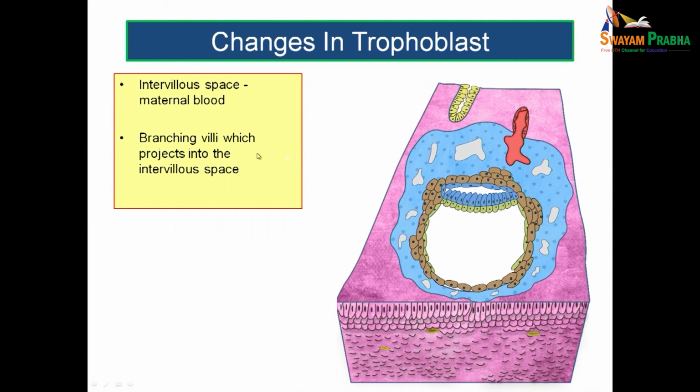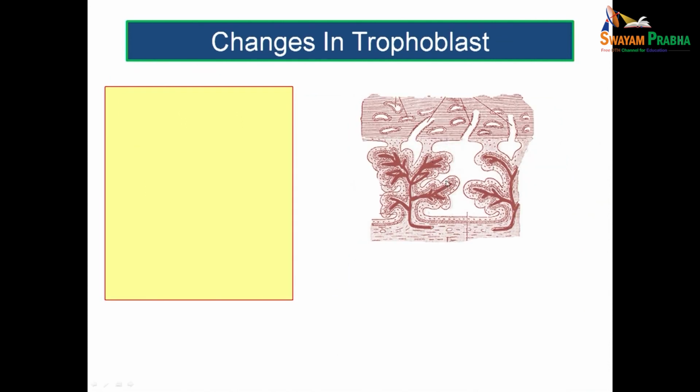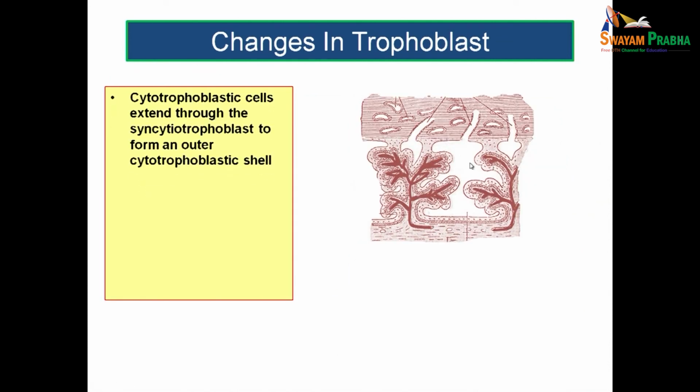And the branching villi will be the villi which are projecting into the lacunar spaces. So, these are the villi, and you will be getting the space between the villi. This is known as intervillous space. So, the intervillous space is actually the lacunar space. The lacunar space after the formation of the villi, you rename it as intervillous space.